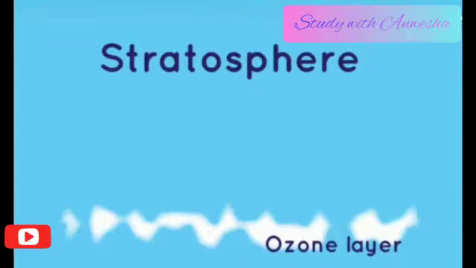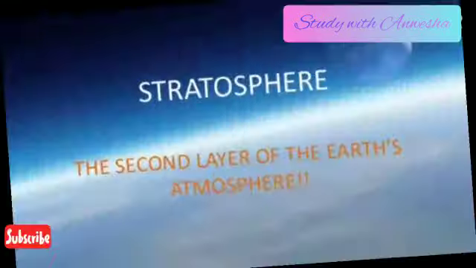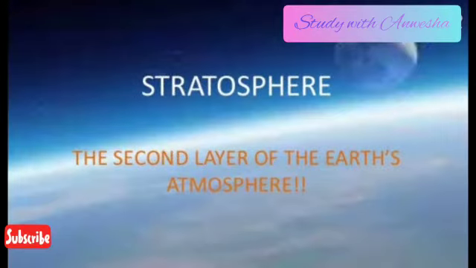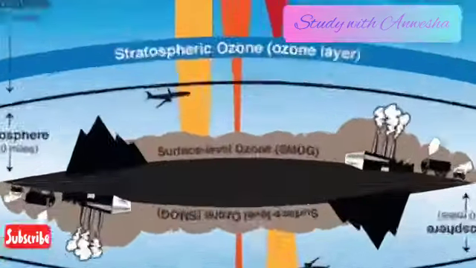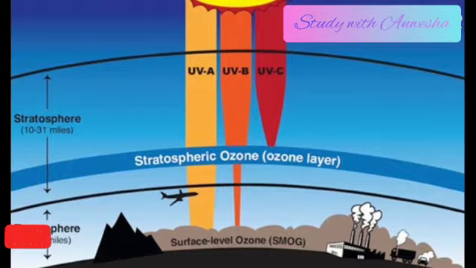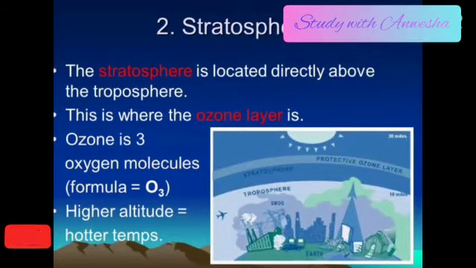Stratosphere. This is the second layer of atmosphere. The ozone layer is a part of stratosphere. The ozone layer absorbs harmful radiations from the sun and stops them from reaching Earth's surface. Jet planes fly in stratosphere.